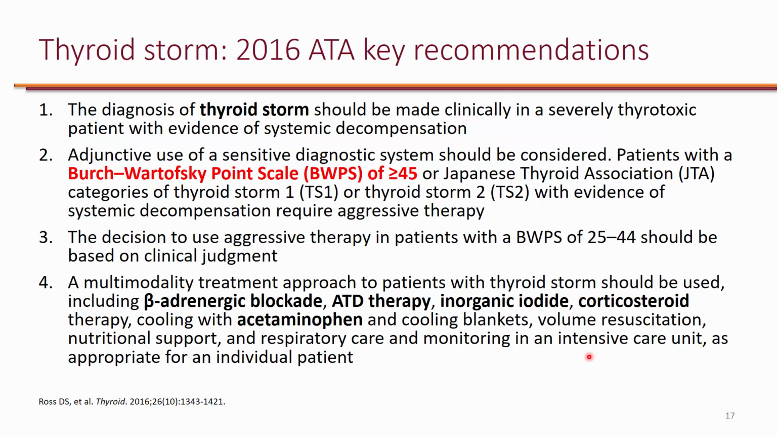Alright, so when it comes to thyroid storm, here are the recommendations from the American Thyroid Association. Basically, they tell you to use the Burch-Wartofsky point scale, or BWPS. If it's 45 or greater, it's likely to be thyroid storm. Now, these patients happen to be very symptomatic, and one of the symptoms is that the temperature will be elevated. So in addition to beta-adrenergic blockers, anti-thyroid drugs, inorganic iodide, and corticosteroid, we'll also need to cool the patient either with Tylenol, acetaminophen, or cooling blankets.